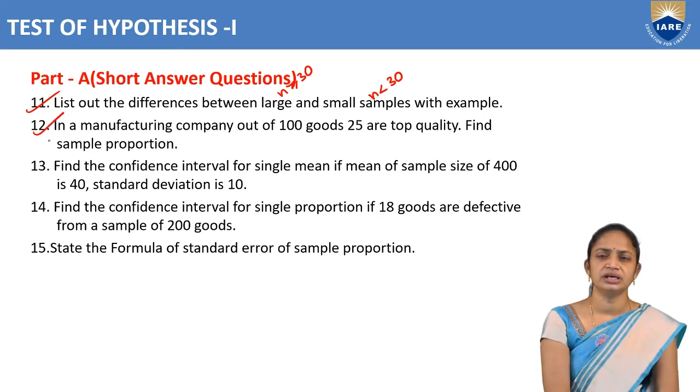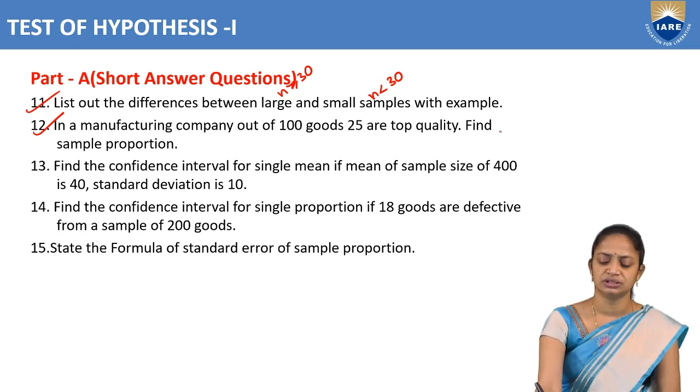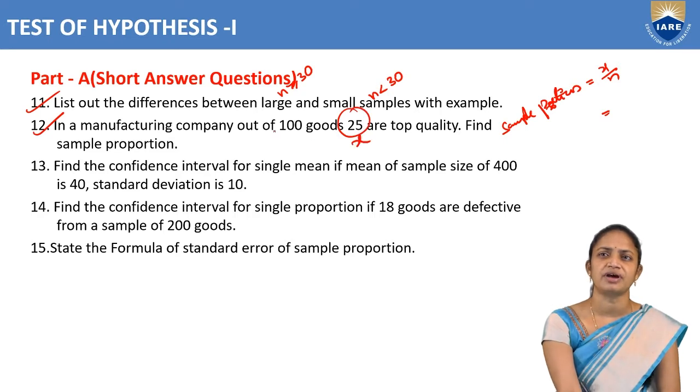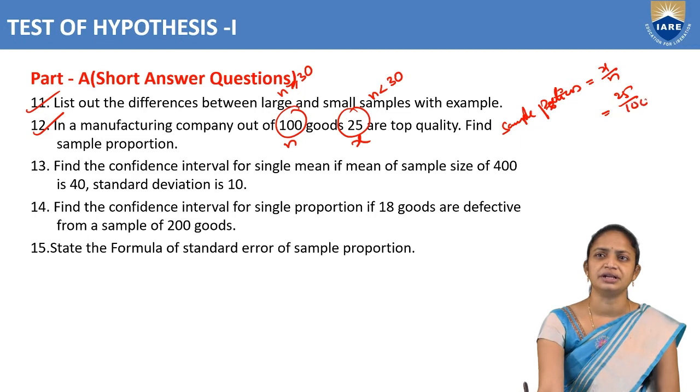Now coming to the next question. In a manufacturing company, out of 100 goods, 25 are top quality. Find the sample proportion. The sample proportion formula is x by n. Here x value is 25 and n is 100. So 25 by 100.